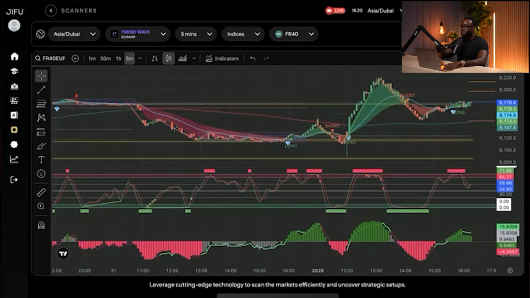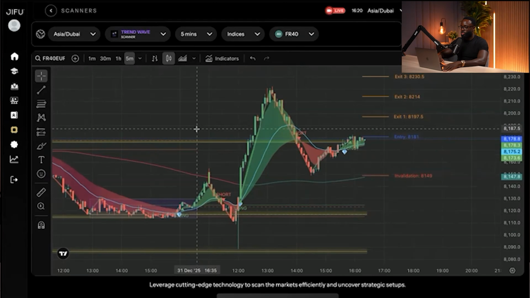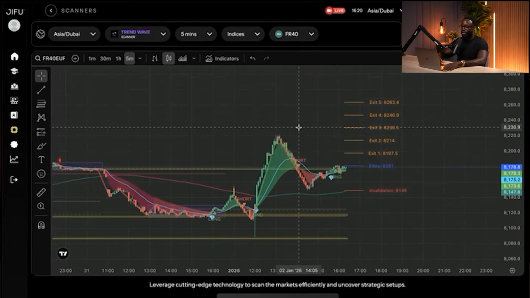So next we're going to move on to Trend Wave, which is the scanner that we use to actually find the trade. All we need to make sure of is that the exact pair that we saw on Sniper Pro is the same. So we're currently on indices, looking at FR40. Number 1, we can only take a trade on the time frames that we're analyzing Sniper Pro on. So that will be the 5-minute, 15-minute, 30-minute, or the 1 hour. Those are the only time frames that we're taking trades on.